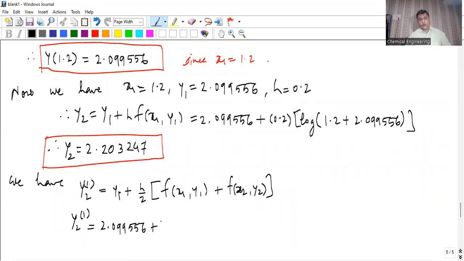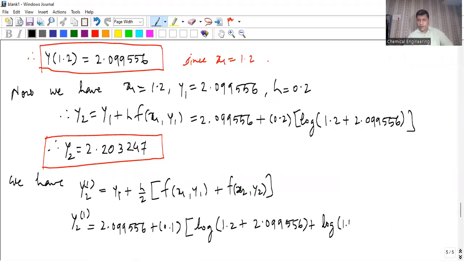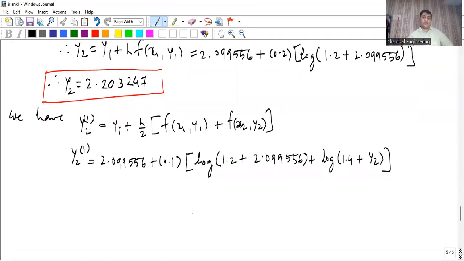2.099556 plus h is going to be 0.2, so it will be 0.1 here, and this is going to be log of 3. Okay, so how did I get this 3? So it is x1. Please be careful. So x1 is going to be 1.2 plus y1, so it is going to be 2.099556, plus this will be log of x2. So it is going to be 1.4 plus this is going to be y2. Okay, that's what we'll have.